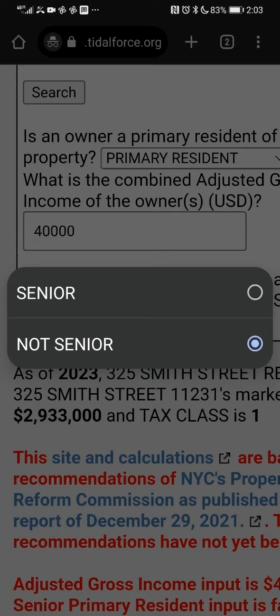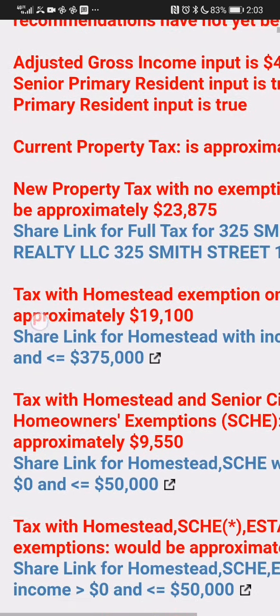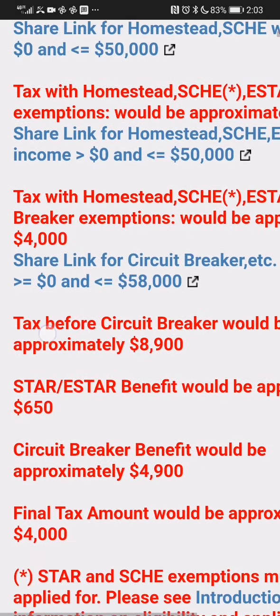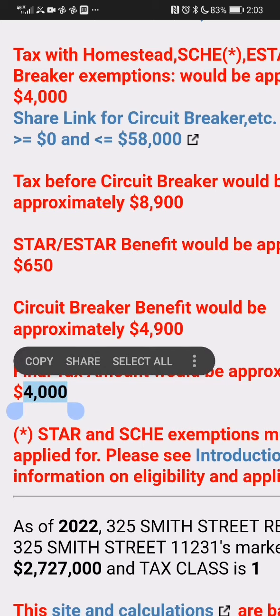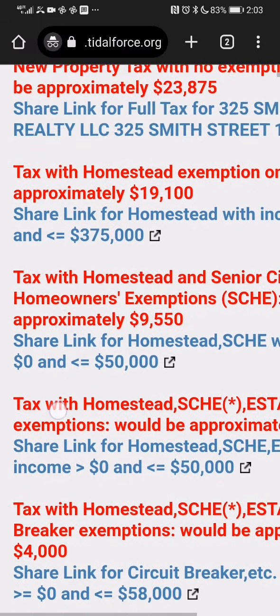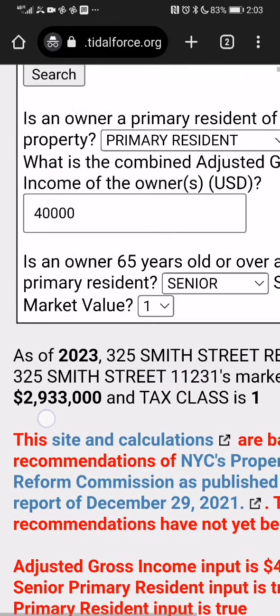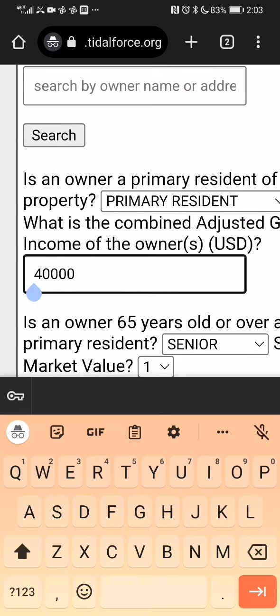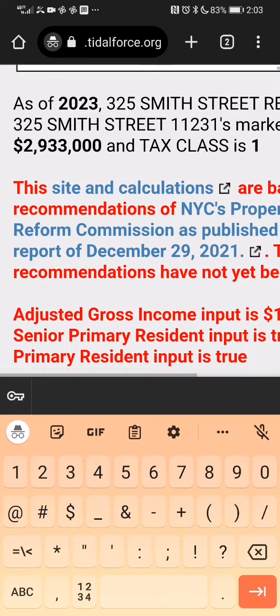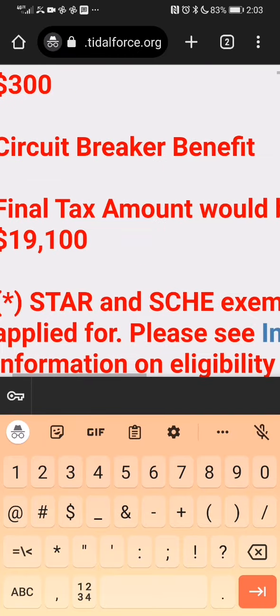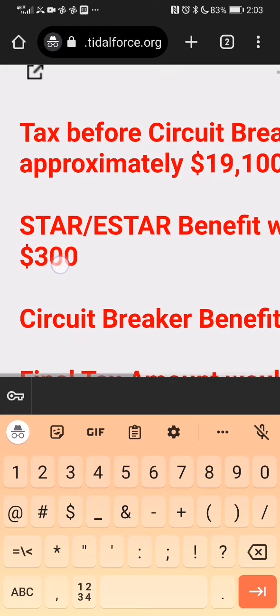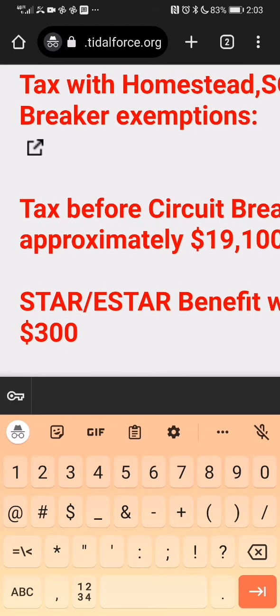So let's make them a senior, and suddenly they'll get E-Star, right? So they'll get E-Star, and their tax will go down even more. It'll be about $4,000. But that's only because they're getting all these benefits with this low income. So if we put their income back to like $140,000, then their tax goes back up to the $20,000. They're getting only Star because their income is too high to qualify for the enhanced Star, right?